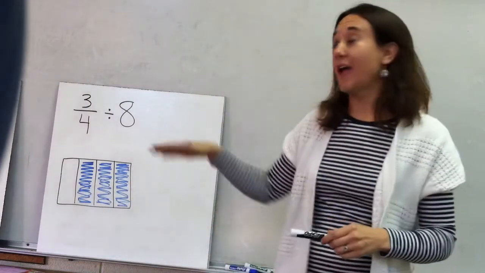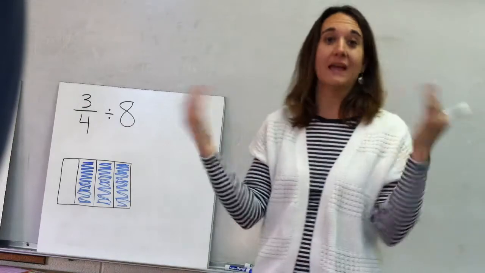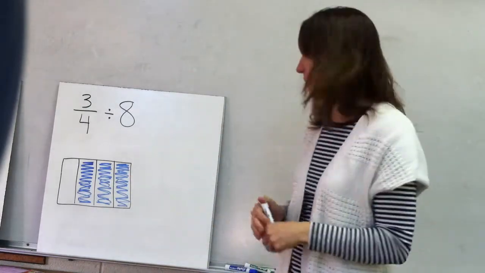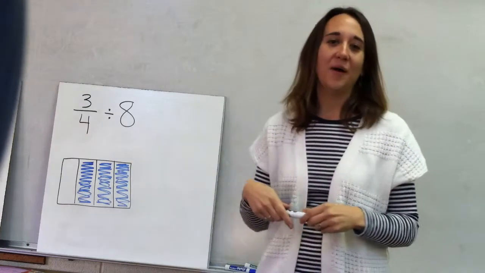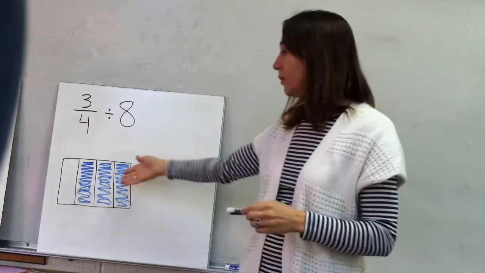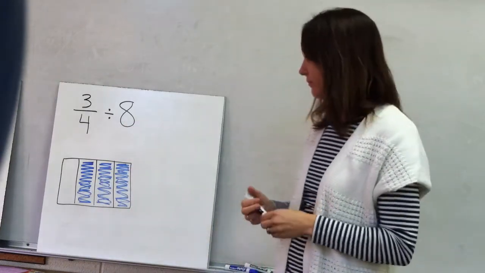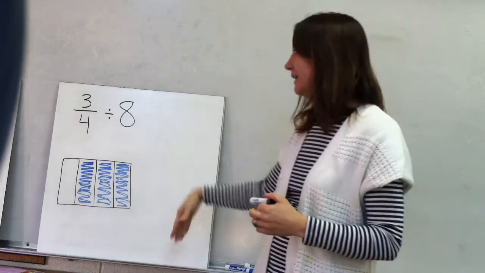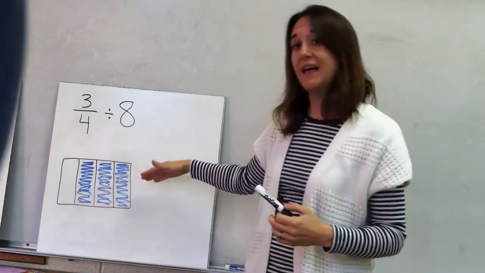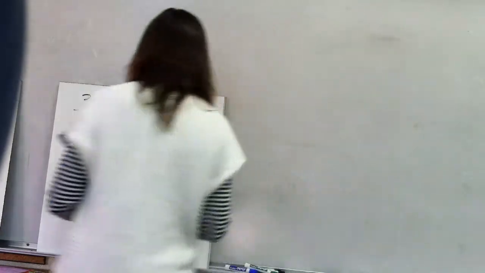This time you have 8 friends and they're sharing 3/4 of a cake that's left. This is like the day after the birthday party and there's still some people left at the party that want to share the leftover cake. So we have 3/4 of a cake and we have 8 friends that want to share it. So again, we're going to have to divide this 3/4 that's left into 8 equal pieces. So you're going to do that.